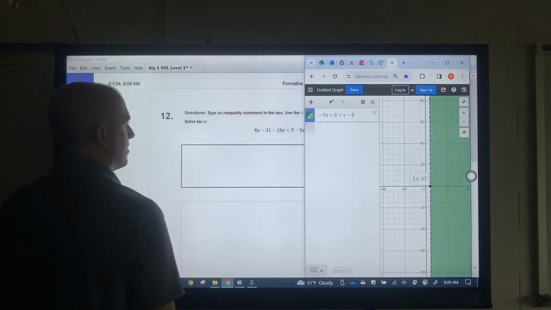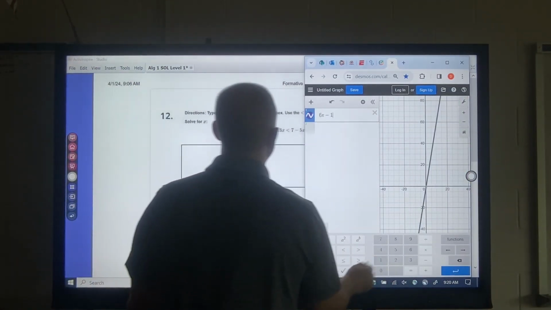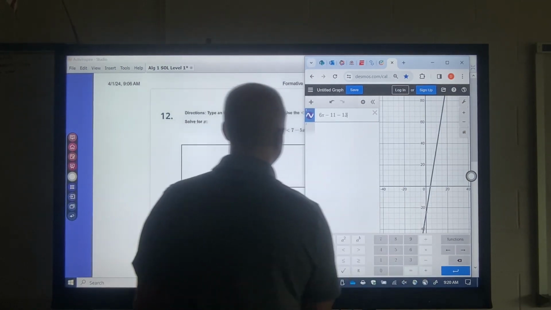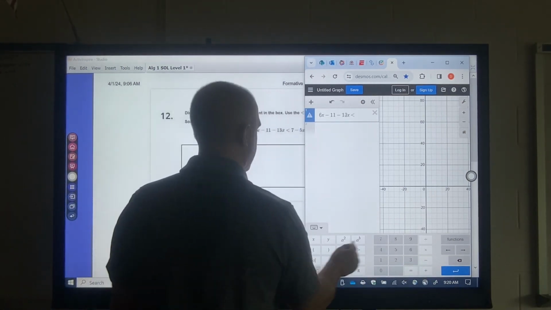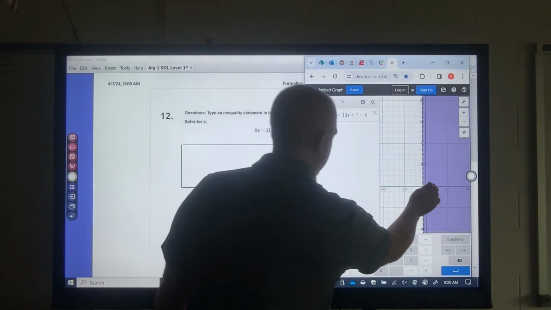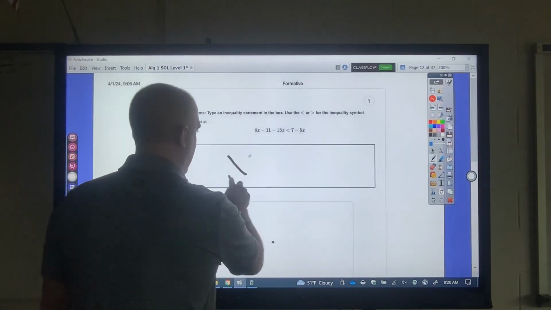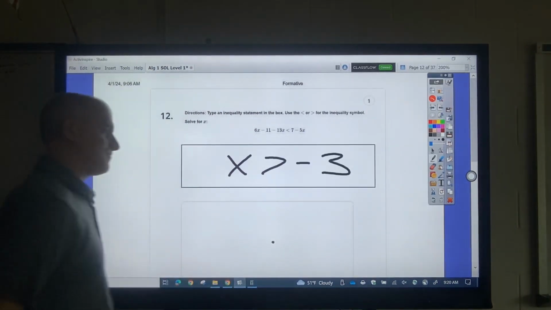Okay, same deal here. One line, type it in: 6x minus 11 minus 13x less than 7 minus 5x. Once again, my dot's there. I'm going to the right, so that's going to be x is greater than negative 3.